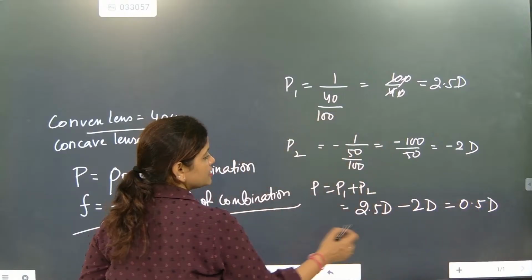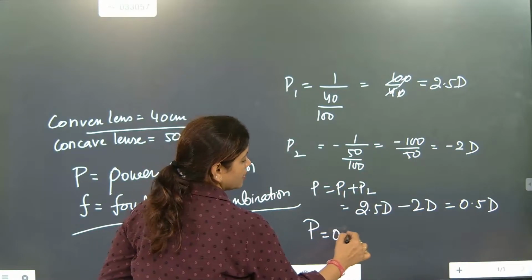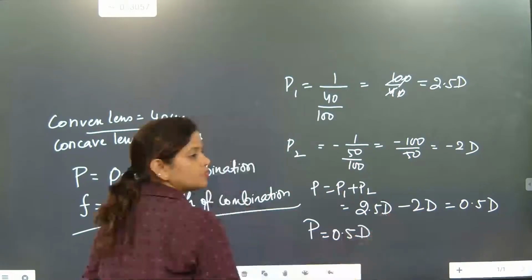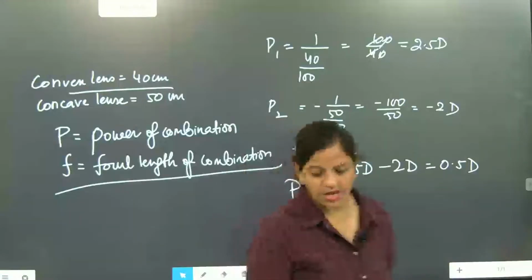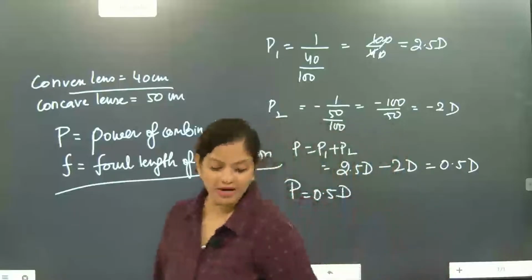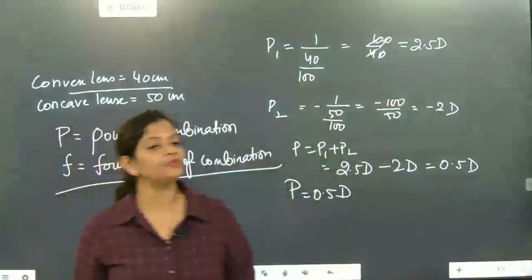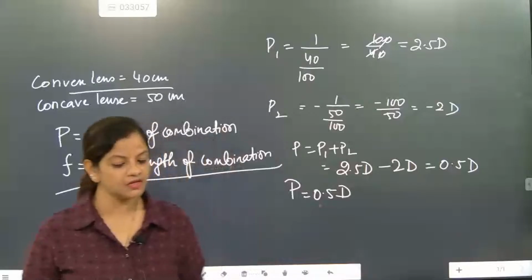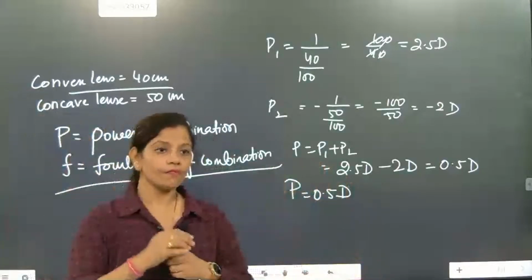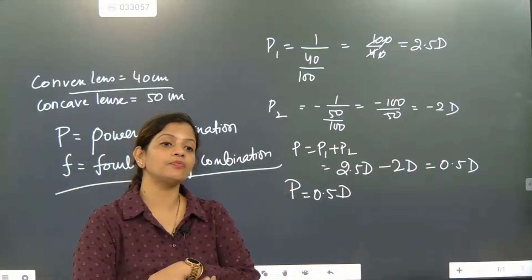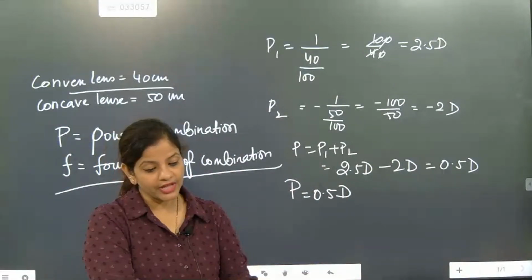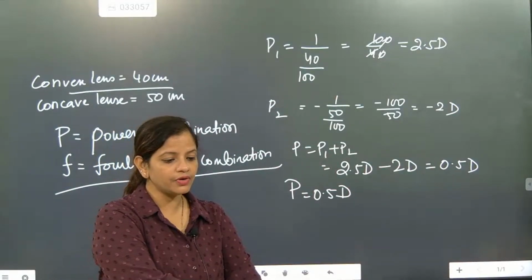So the total power of the lens is coming as 0.5 D. Note down this one: for convex it is plus and for concave it will be minus. In a combination of plus and minus, the overall answer will come. With different types of lens, convex will keep on getting added and concave will keep on getting subtracted. That's the most important thing. So only I told you, no?